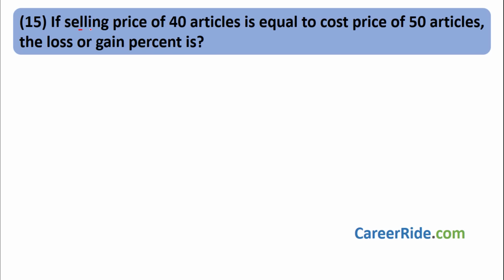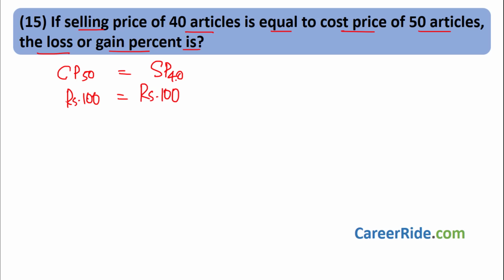Question number 15. If the selling price of 40 articles is equal to the cost price of 50 articles, the loss or gain percent is, now what have they given? The cost price of 50 articles is equal to the selling price of 40 articles, right? This is again easy. Let's see how. We do not know the actual value. So what we'll do is, let us assume that the cost price for 50 articles is rupees 100. So that would be the same over here. So the selling price of 40 articles will be rupees 100, correct?